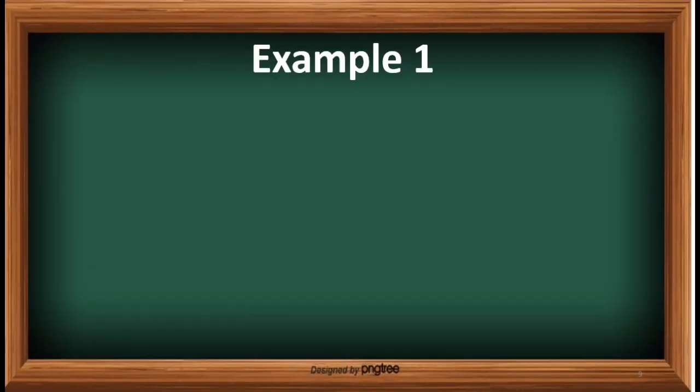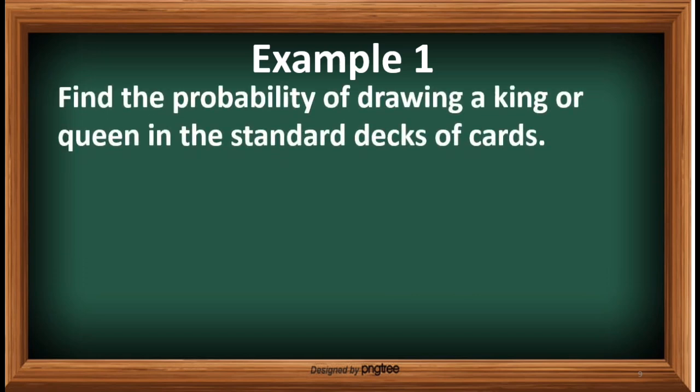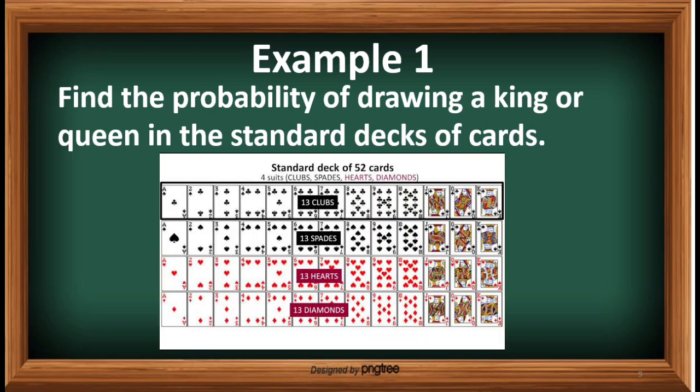So let's have your first example. Number 1. Find the probability of drawing a king or queen in a standard deck of cards. When we say standard deck of cards, it consists of 52 playing cards. So we have 13 diamonds, 13 hearts, 13 spades, and 13 flowers or clubs. So 26 of them are red cards and 26 of them are black cards.